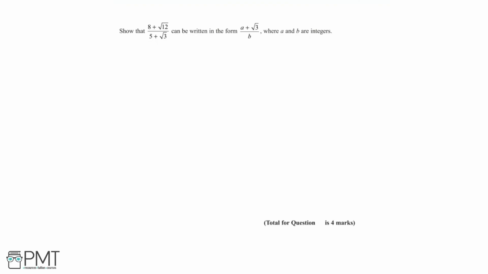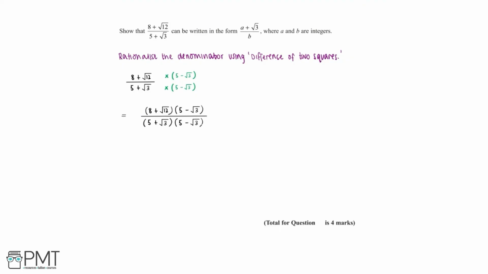In this question, we need to show that the fraction 8 plus root 12 divided by 5 plus root 3 can be written in the form a plus root 3 over b, where a and b are integers. Now when we have a fraction with a surd in the denominator, we need to rationalise the denominator, and in this case we can do so by using difference of two squares. Since we have a denominator of 5 plus root 3, in order to get rid of the surd in the denominator, we want to multiply both the numerator and the denominator by 5 minus root 3. And so by doing this, the surd in the denominator will cancel out.